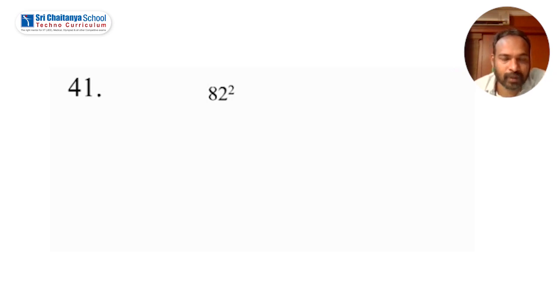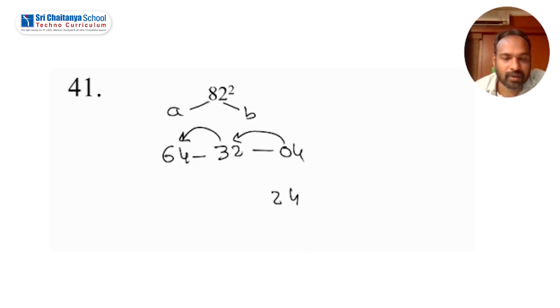Look at here. In 82 square, value of A is 8 and value of B is 2. Now A square means 8 square, 64. And then 2AB, 2 into 8, 16. 16 into 2, 32. And 2 square, which is 04. So 4, 0 will carry forward. 32 plus 0 is how much? 32. 3 will carry forward. 64 plus 3 is how much? 67. So the answer is 6724.